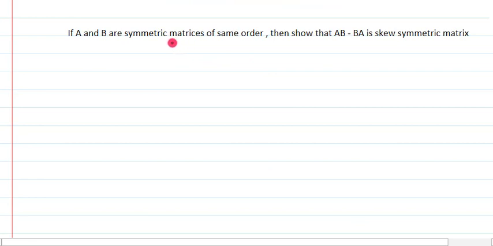Let us discuss one more problem on symmetric and skew symmetric matrices. The question is, if A and B are symmetric matrices of the same order, then show that AB minus BA is a skew symmetric matrix. So let us prove the given problem. As it is given that A and B are symmetric matrices, let us write A is equal to A transpose and B is equal to B transpose. This is given to us. We need to prove that AB minus BA is a skew symmetric matrix.